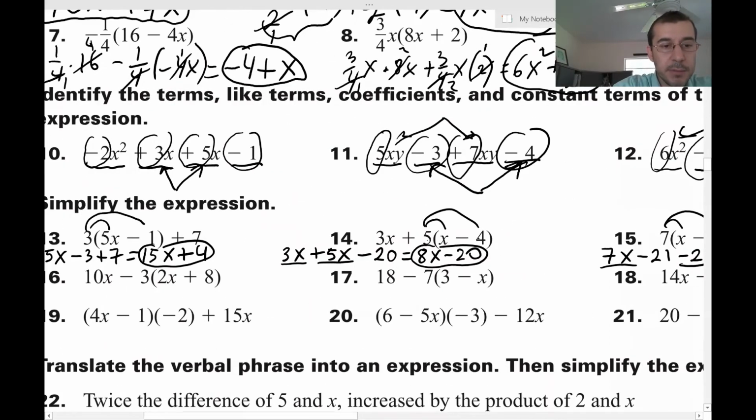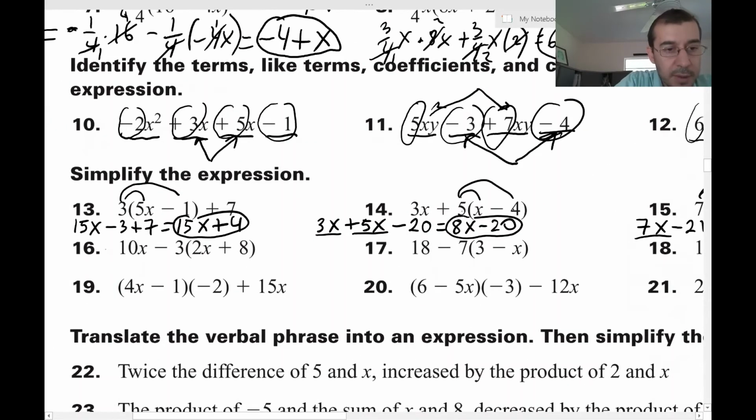Next is 16. We have 10x, and then we're going to apply the distributive property here. So minus 3 times 2x. So minus and plus is minus. So minus 3 times 2 is 6, 6x. Then minus 3 times plus 8. So it's minus 3 times 8 is 24. Like terms, 10x and minus 6x. 10 minus 6 is 4x. And minus 24.